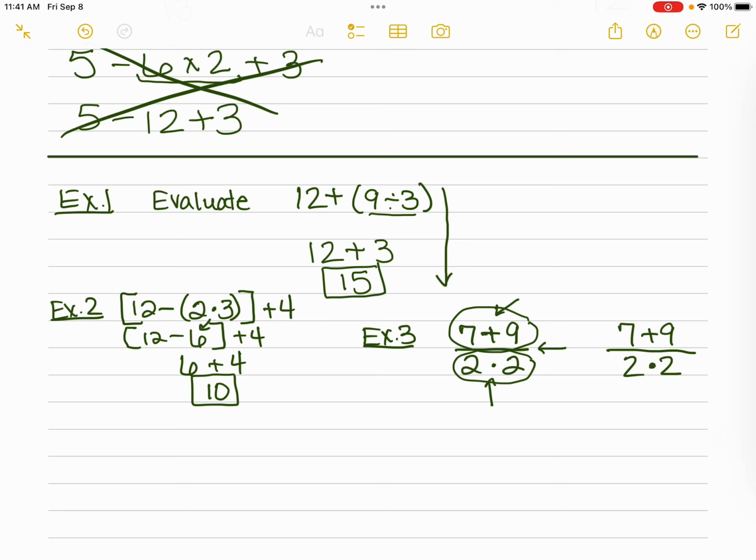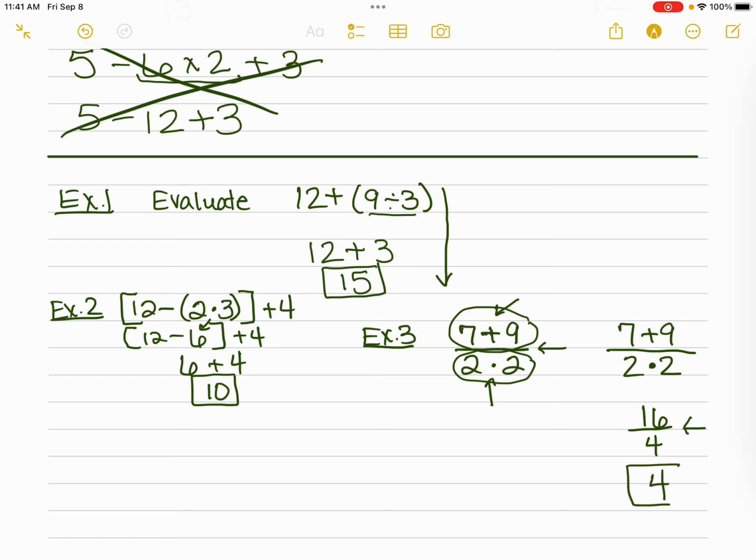So I'm going to do 7 plus 9, which is 16. And then I'm going to do the 2 times 2, which is 4. Okay, that's just doing them at the same time because they're separate problems. I don't need to do the multiplication first and then the addition. They're separate problems, on top and bottom. So I just did them at the same time. So now I have 16 divided by 4, right? It's not just a fraction, it's division. So I have 16 divided by 4 is 4.